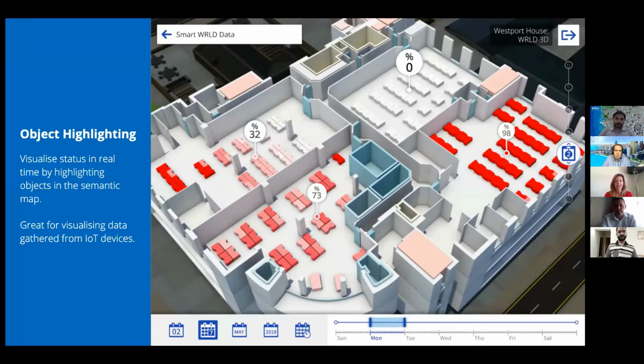For example, building managers can monitor the temperature and humidity inside a specific area, and this is great for visualising data that has been gathered from IoT devices.